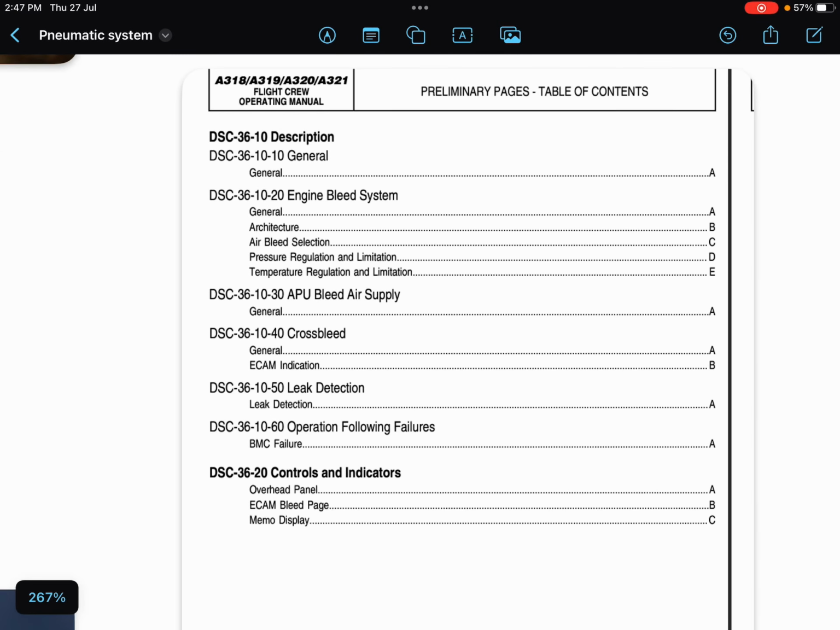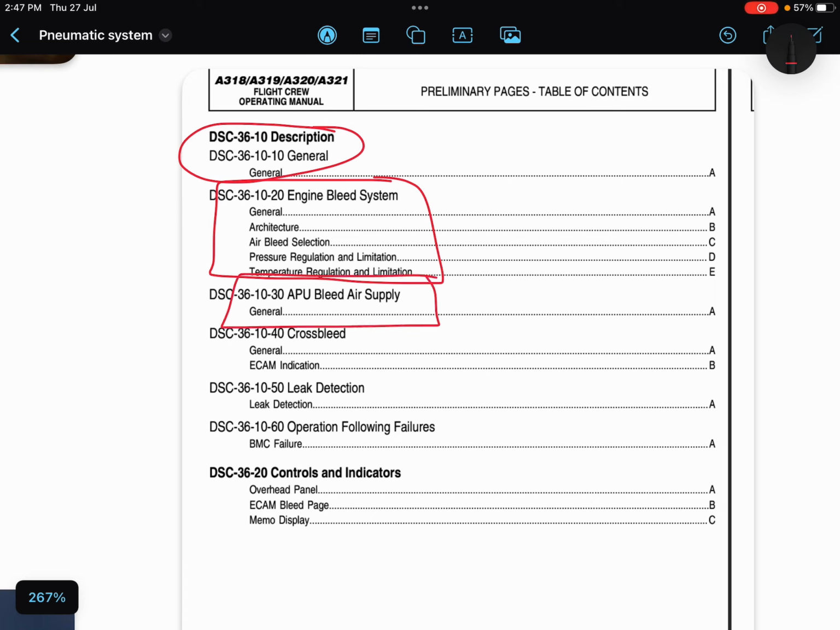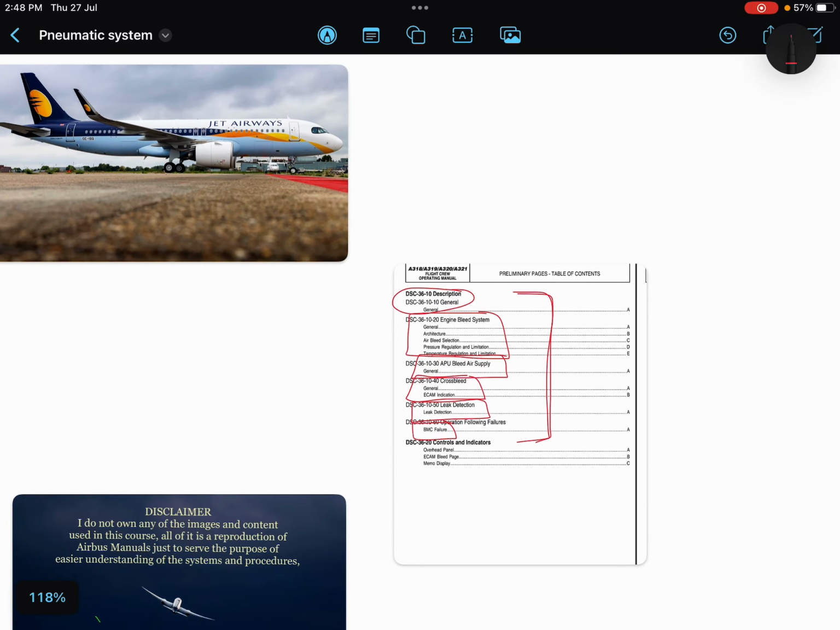Let's start. We will start with the description of the system, then we will talk about the engine bleed system, how air is taken from the engines. We will talk about its pressure regulation, temperature regulation. Then further we will talk about APU bleed supply, how APU supplies bleed to the system. Then crossbleed duct, crossbleed valve, and then leak detection. We will talk about loops and DMC failures. This is how we will end our chapter in I think 20 minutes max.